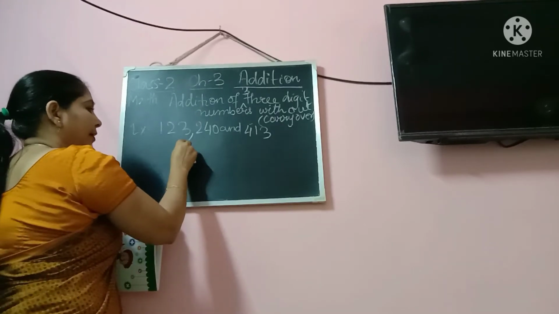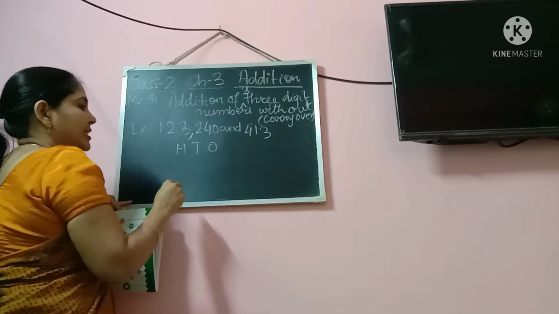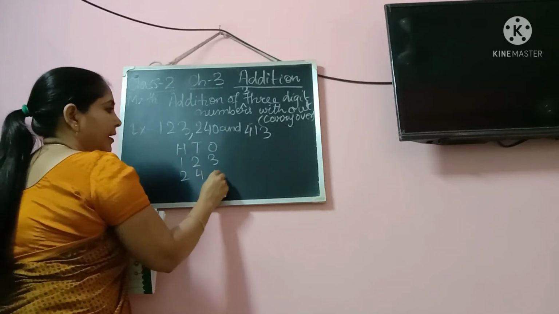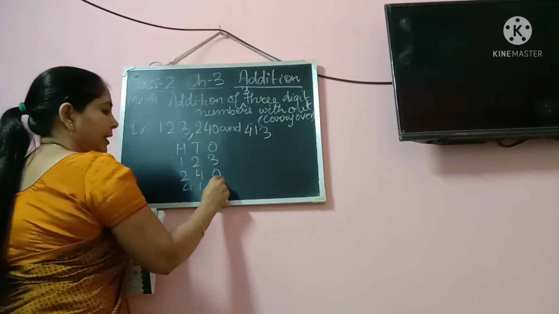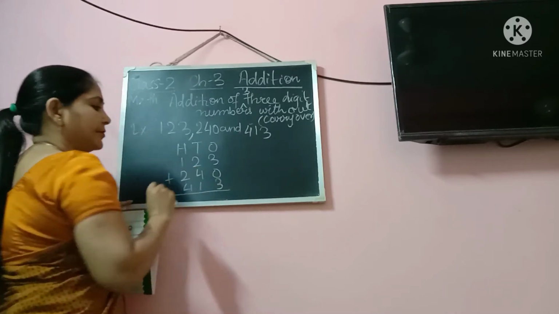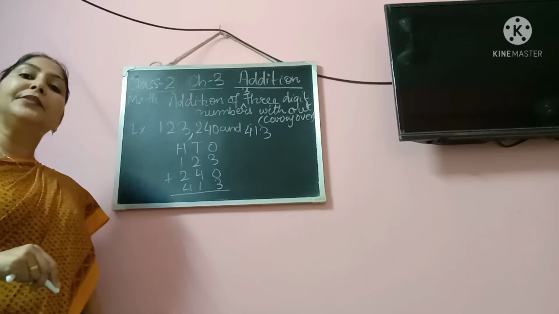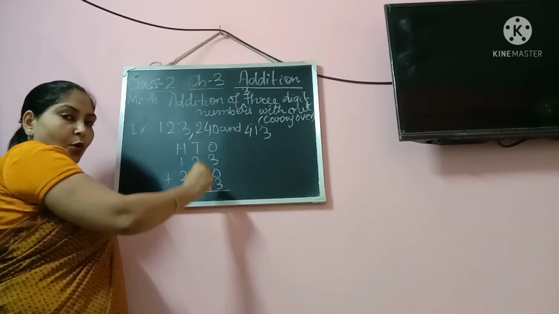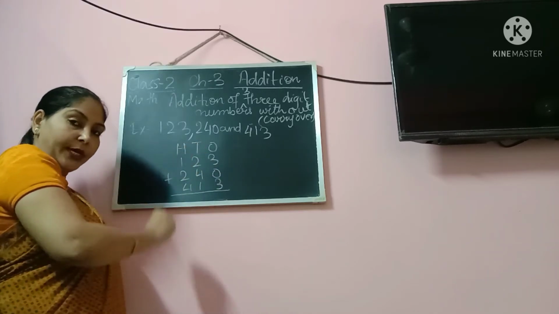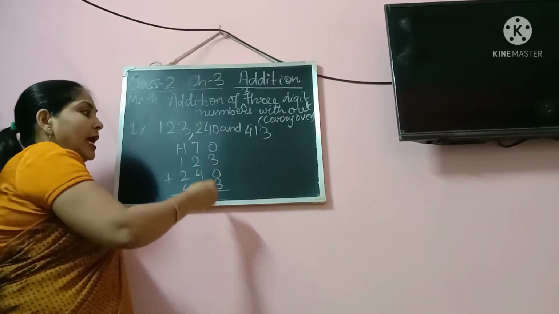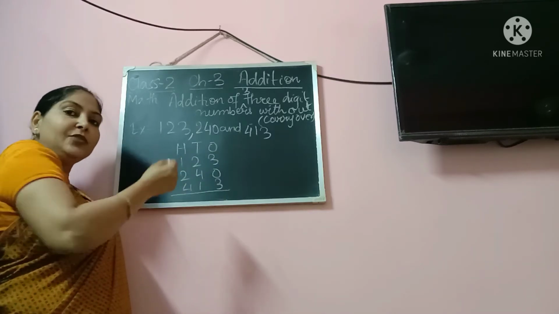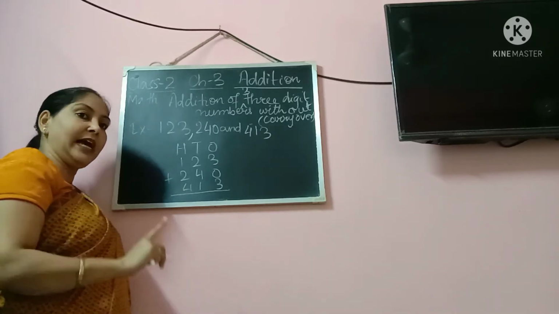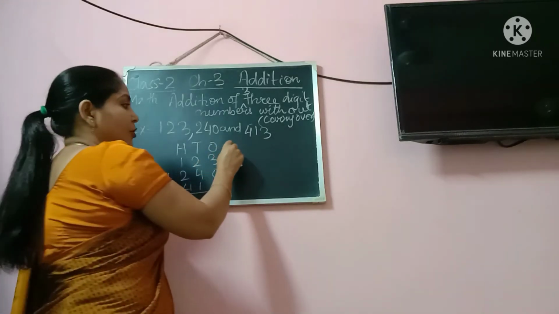So again we will arrange these numbers according to their place value. 123, 240, 413. Add. Now we will add these 3 numbers, 3-digit numbers. We first arrange them in the vertical column according to their place value, and then as we have learned, first we will add the ones place digit, then the tens place digit, and then the hundreds place digit. So let's do that way.